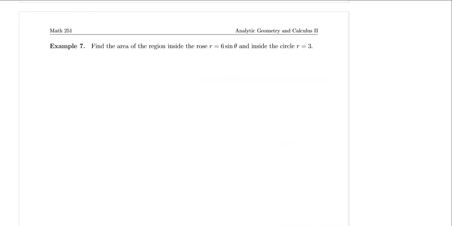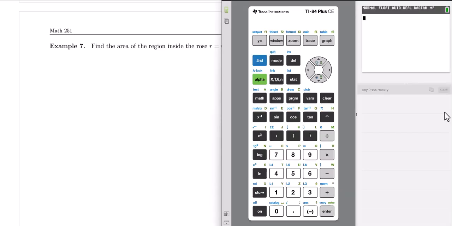Okay, so for this problem, we want to find the area of the region inside the rose given by r equals 6 times, oops, this should have been a 2 theta. And so r equals 6 sine of 2 theta, and inside the circle given by r equals 3. Alrighty, so as usual, we begin by making a sketch, or in this case, I'll use my calculator and just attach it. But let's see here, how do our graphs look?